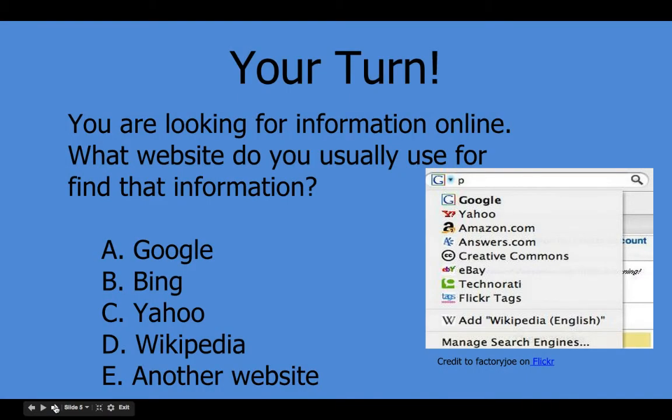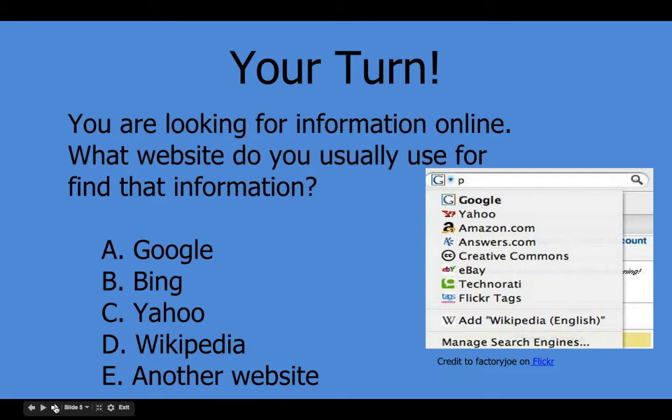So a quick poll. I said that we would be looking at various search engines, and I think most of us would certainly agree that that has magnified into probably just one or two. But I've put up four on this little poll. You're looking for information online, and what website do you usually use to find that information? The majority of people, whenever I've done this question, have pointed to Google as their primary search engine. Bing is also one that is out there, as is Yahoo.